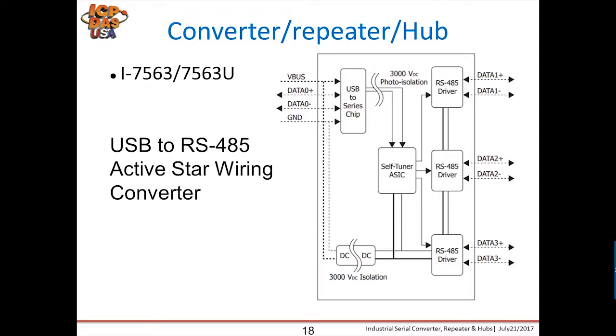i7563 and i7563U is the USB to one-channel RS-485 converter with a three-way RS-485 hub. Each channel contains its own RS-485 driver IC, so it can support star-shaped wiring.